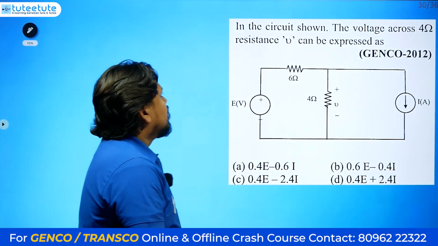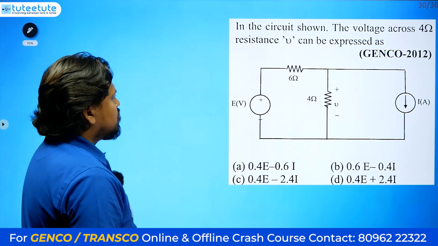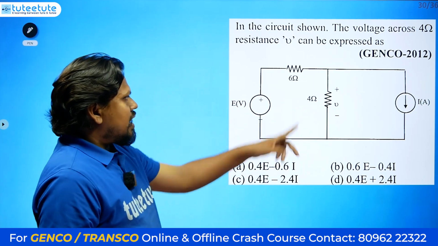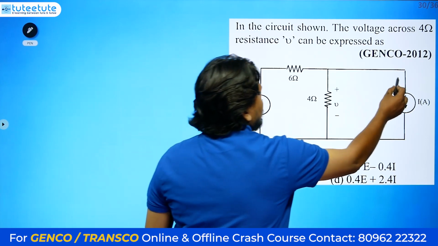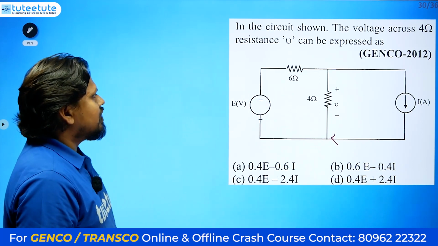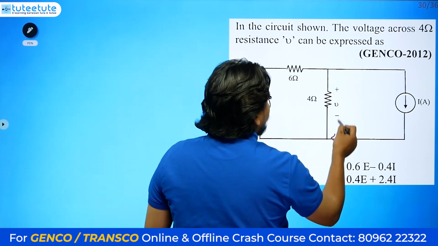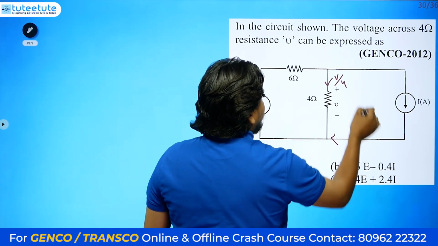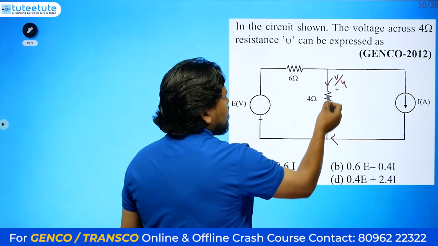So the next question: in the circuit shown, the voltage across the 4 ohm resistor V can be expressed as, okay. So they are asking the voltage across the 4 ohm resistor. There is a current I coming like this, and after coming here it may split. But what they are asking is that we need to find the voltage V. So the current in this one we can give as V divided by 4.